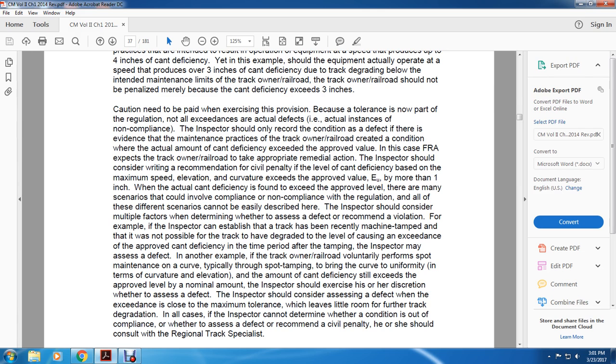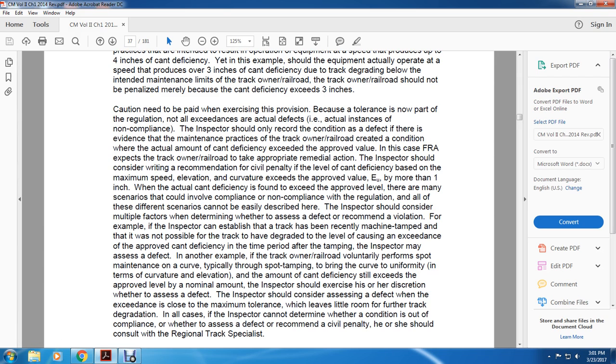For example, the inspector can establish the track has had a recent machine tamping that was not responsible for the possibility for the track to degrade to the level causing non-compliance within the approved deficiency time period with the tamping. The inspector may assess the defect. In the other example, the track owner railroad voluntarily performs spot maintenance for the curve, typically with spot tamping, to bring the curve to uniformity in terms of the curvature elevation. The amount of the cant deficiency still exceeds the approved level by a nominal amount. The inspector should exercise his or her discretion with the assessment of the defect.